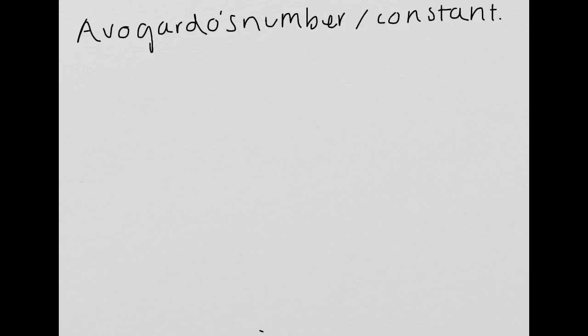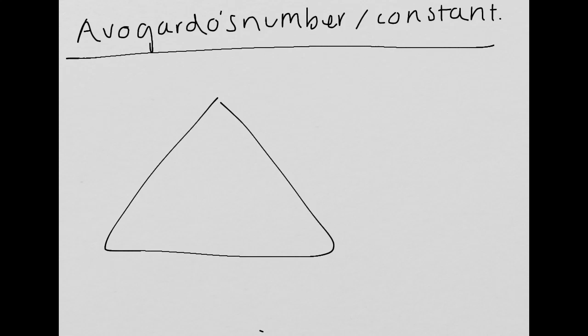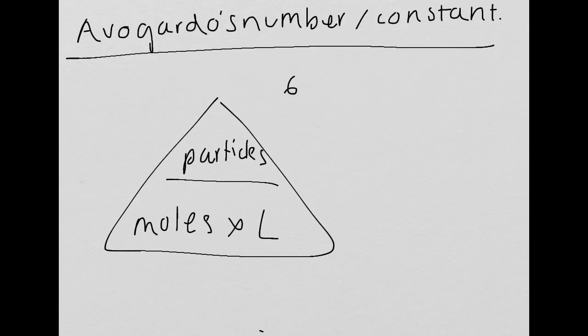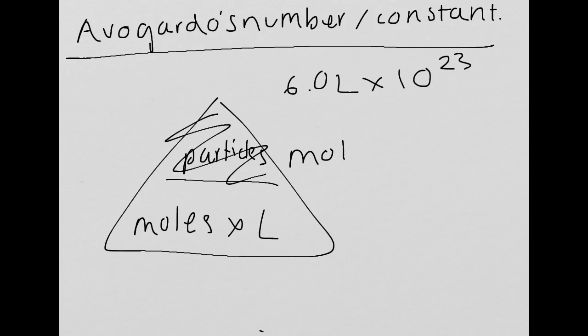There are two equations. For Avogadro's constant, it's the number of particles equals the number of moles times L, which is Avogadro's constant, 6.02 times 10 to the 23. So if you were working out the number of particles, rather than trying to calculate them all, you would just do the number of moles times 6.02 times 10 to the 23.